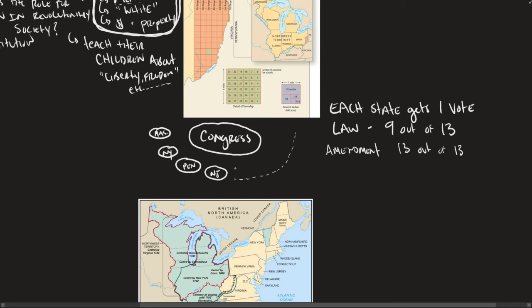All right, so each state gets one vote. When it comes to passing a law, 9 out of 13 have to say yes. An amendment means to change the articles. If you're going to change fundamentally what the rule book is for how the government operates, then 13 out of 13 are required. In other words, it would be very hard to pass laws. And this was done on purpose because the Confederation government wanted to make sure that the states would be very sure of themselves when they passed various legislation, laws, whatever else it might be.